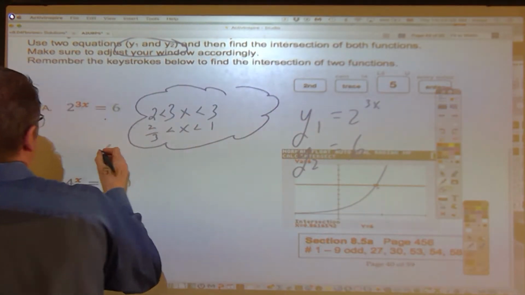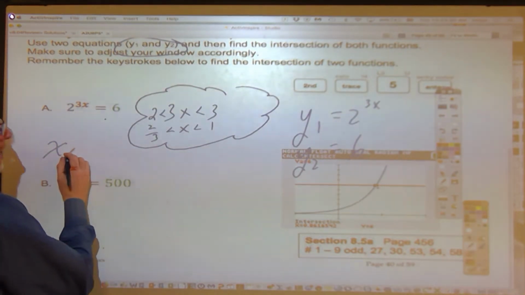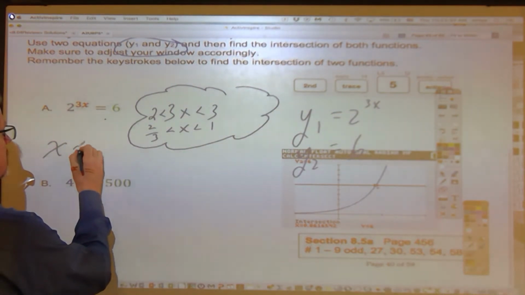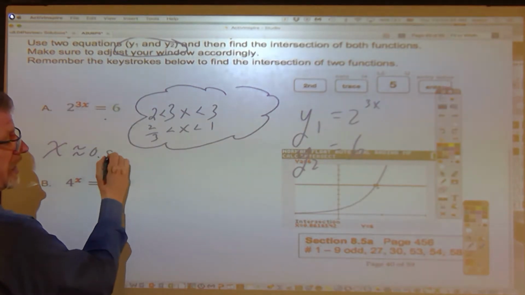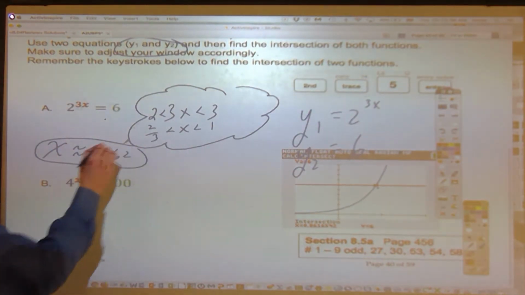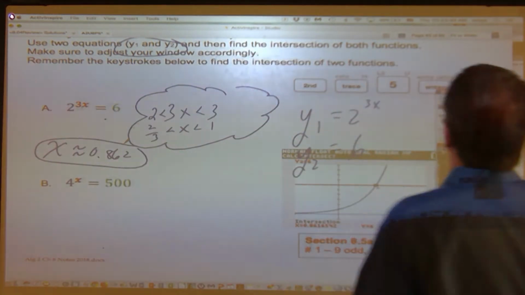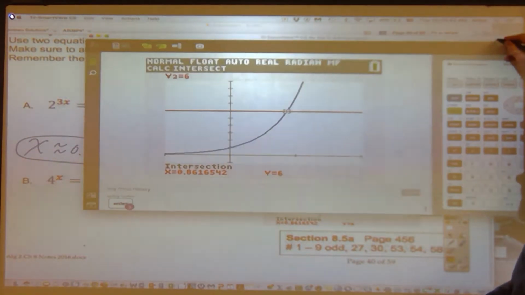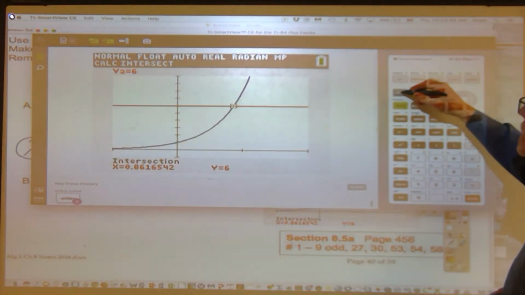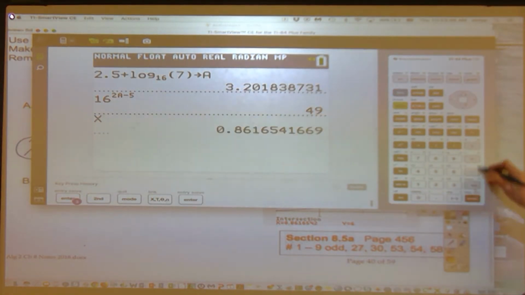So you don't have to show any work. On the calculator, just say x wavy equals 0.862. Now, if you want to check to see if that's true, let me show you a nifty calculator trick. Just hit second quit and press X, enter.